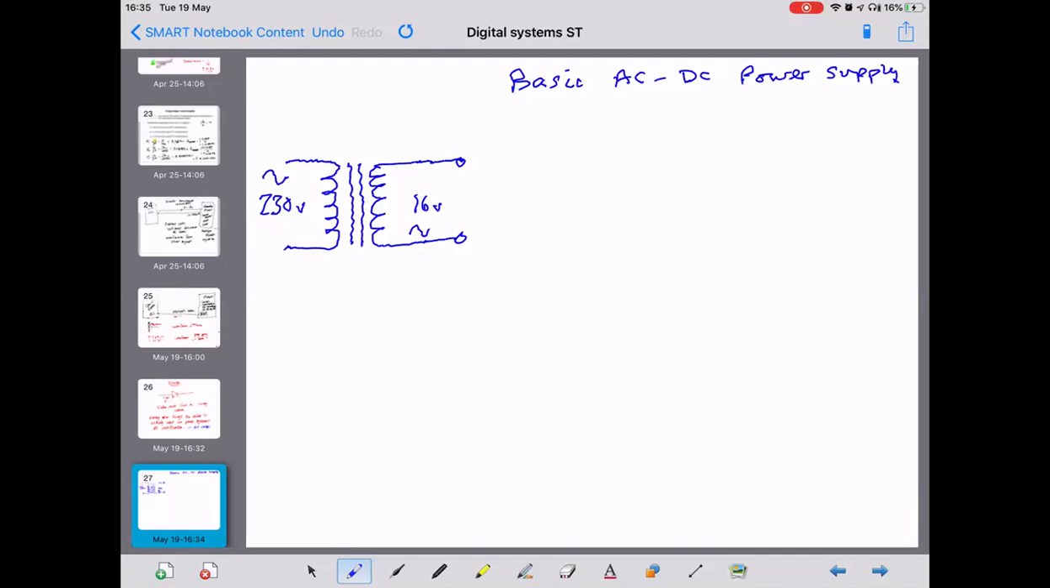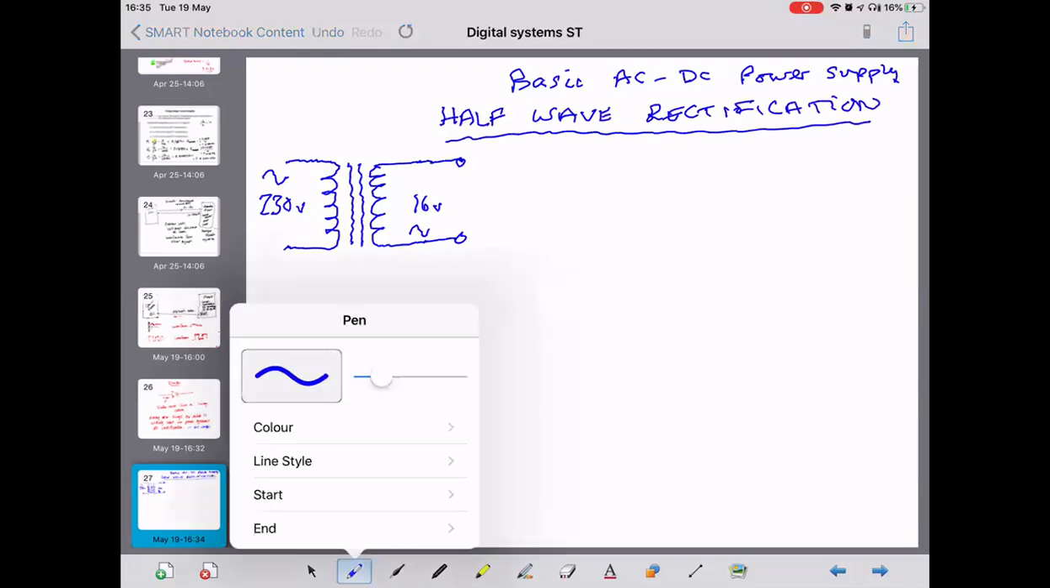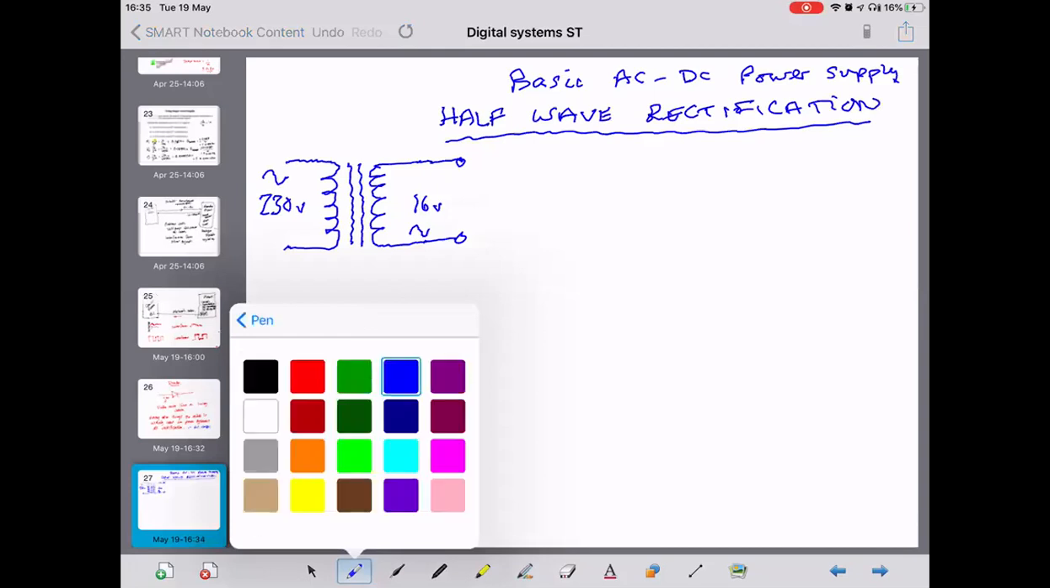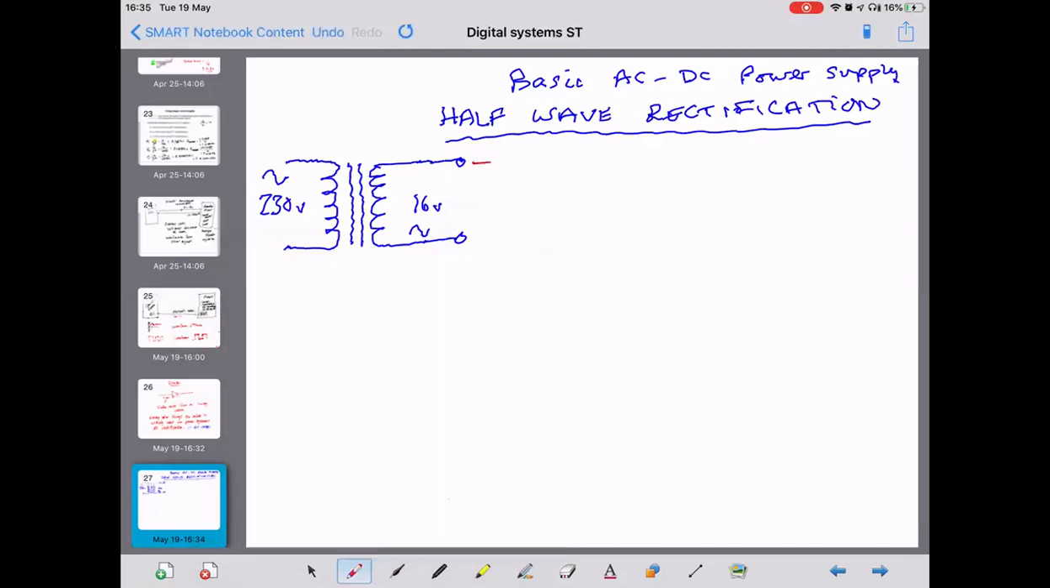Now, the first thing we're going to look at is what's called half wave rectification. If we put in this circuit here a single diode, and here's our load resistor.